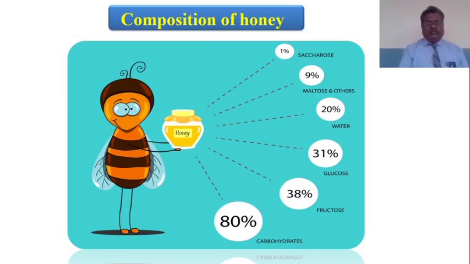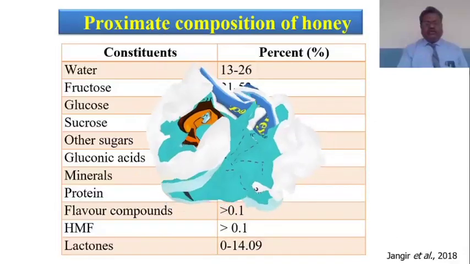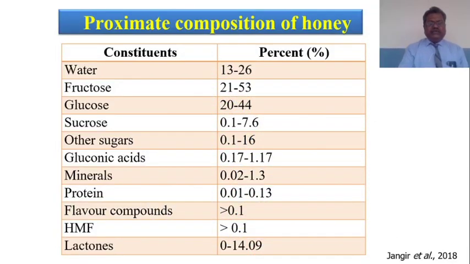When we see the composition of the honey, dear friends, you see here, in the honey, a total of 80% are different carbohydrates: monosaccharides, polysaccharides, disaccharides like these. Out of this carbohydrate, 38% is fructose and 31% is glucose. The water content in the honey is only 20%. Then disaccharides, maltose and other disaccharides, are 9%, and sucrose, or saccharose, is about 1%. Because of these sugars, the honey is generally sweet in nature.